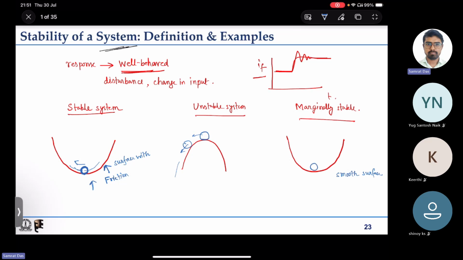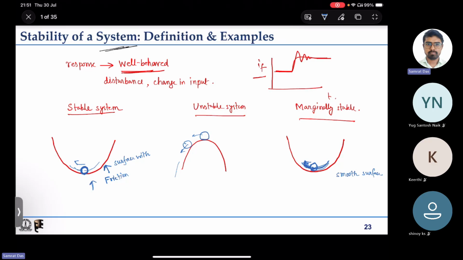So in this case, the ball may be staying here only. If you give a small disturbance, because there is no friction, so assume that there is no air friction and no surface to surface friction also, then if you give some push, it will keep on oscillating, keep on going forward and backward, and it will keep on moving here only. Although it will not become unstable, it will not come back to the stable position also. So it is an example of a marginally stable system.